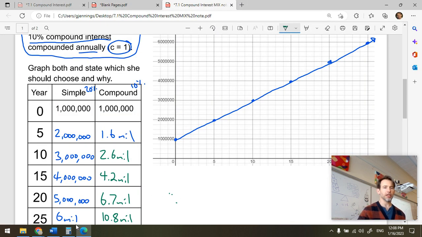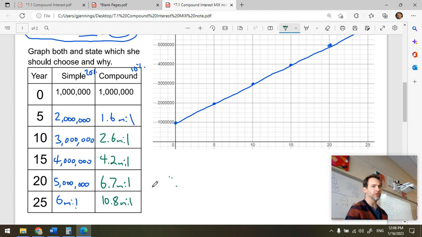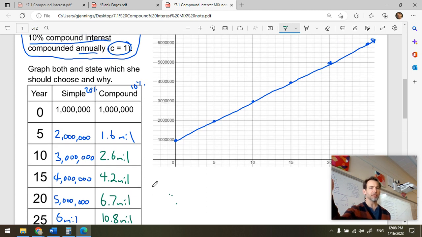So after much calculation, this is what our values ought to look like on our table. I have the simple interest graphed already. Let's go ahead and graph the compound interest. So we start out at the same spot, so we share that point. At 5 years, we only have $1.6 million. So that's 1.5 right there. So 1.6 is a little bit bigger, so it's about there. Okay, so we're doing a little worse than this simple interest.